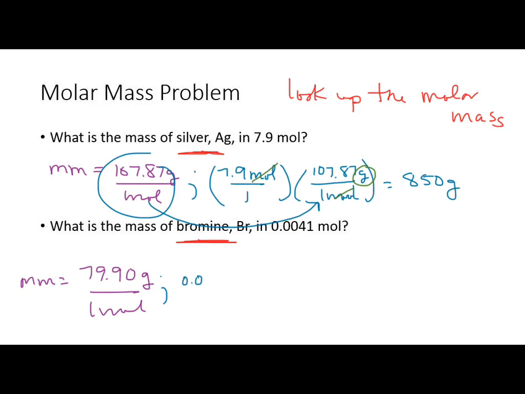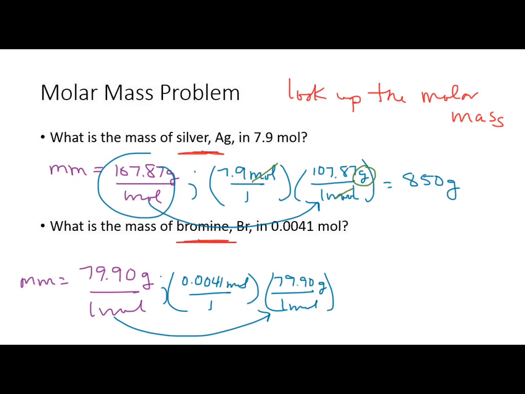So the first term is 0.0041 moles over 1. And then we bring over the molar mass, 79.90 grams for bromine per 1 mole of bromine atoms. Moles cancel. Left with units of grams. 2 digits again. 0.0041 times 79.90. I get 0.33 grams. Cool.